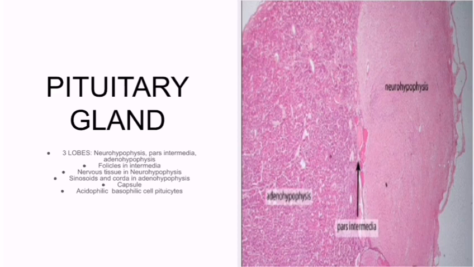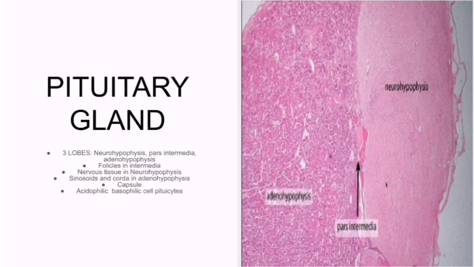So in the identification point, you have to write that it has three lobes: the neurohypophysis, the pars intermedia, and the adenohypophysis. These three points are enough to write for the pituitary gland. In further detail, you can write that in the pars intermedia there are follicles, not a single one. And in the case of the neurohypophysis, there will be nervous tissue.